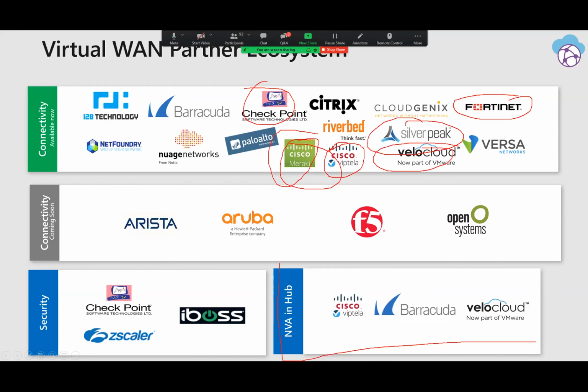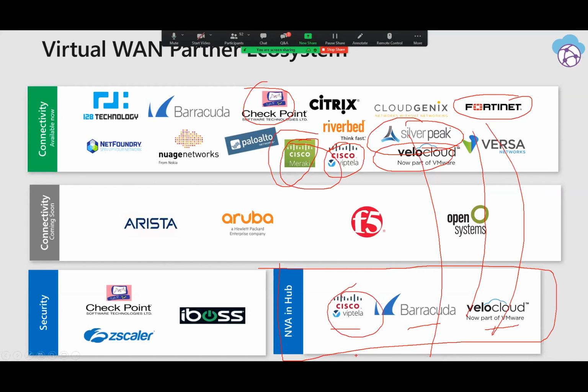The bottom right here are the only 3 to date that are embedded in the hub as an NVA. And that is Viptela, Barracuda, and VeloCloud. The others are starting to fall into this box as well. That means you can manage end-to-end connectivity, and your hub gets seen just as a big Cisco Viptela vEdge 8000 instead of Cisco Edge ISRs talking into our vWAN gateway. And all these partners are active.